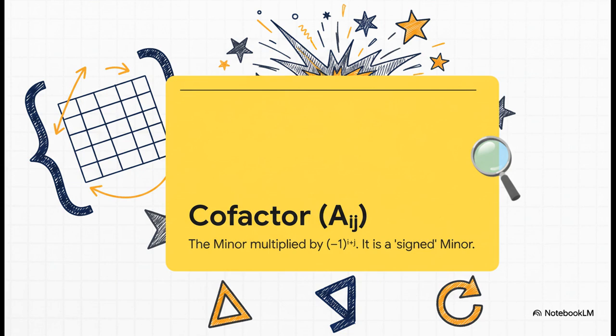Just look at the formula. If the row number i plus the column number j is an even number, the sign is positive. If it's an odd number, the sign is negative. So a cofactor is just a signed minor. It's just a tiny little upgrade, nothing to worry about at all.